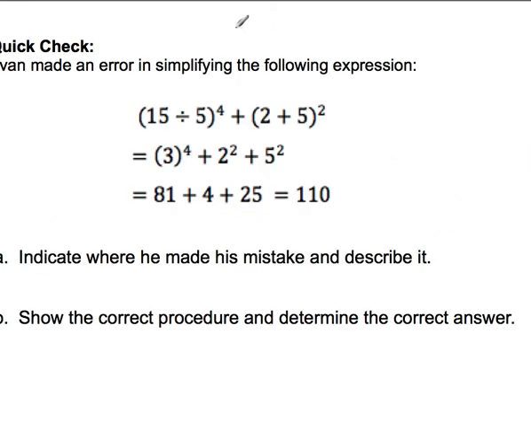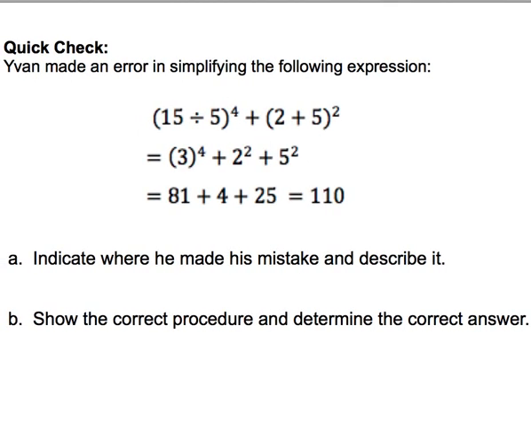So now here's a question. Just let me get the whole question in the screen. There you go. So here's a type of question that is very, very common. It's a quick check, and it says, I have made an error in simplifying the following expression: 15 divided by 5 to the power of 4, plus 2, plus 5 to the power of 2. So what you need to do is find out where that error is, describe it, and then show the correct answer. So why don't you just press pause and see if you can find the error and then restart the video.